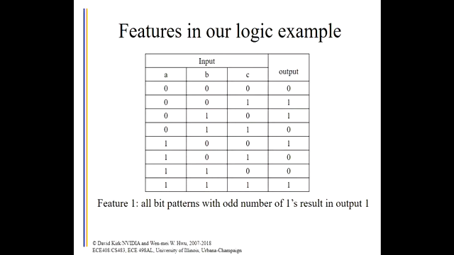Not really, because we didn't say anything about the bit patterns with an even number of ones, right? So that would be left for interpretation. So we can also say, okay, feature 2: if all the bit patterns are even ones, then they have to be 0. Now we have nailed that particular piece of logic by learning.